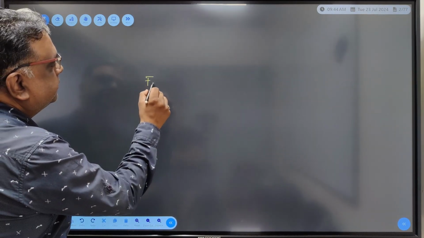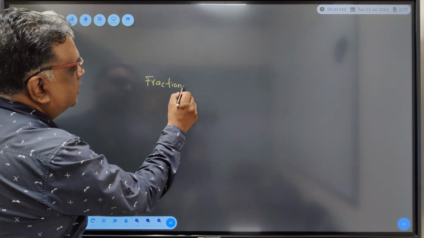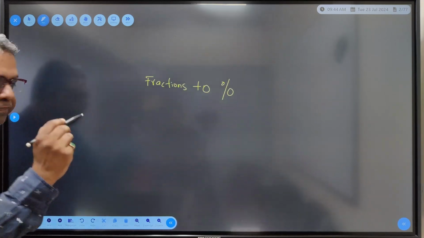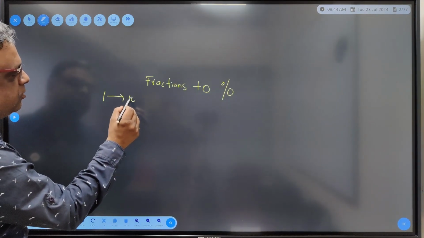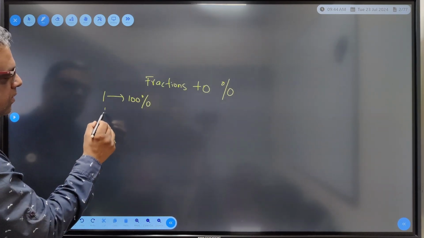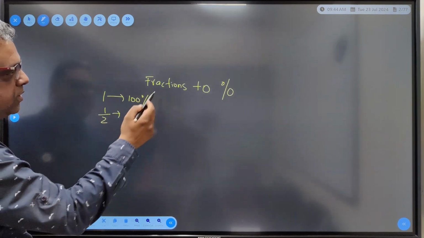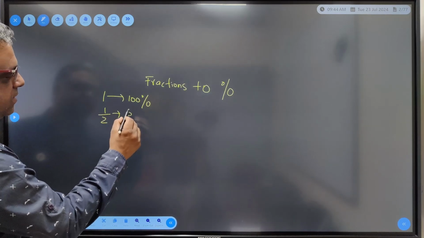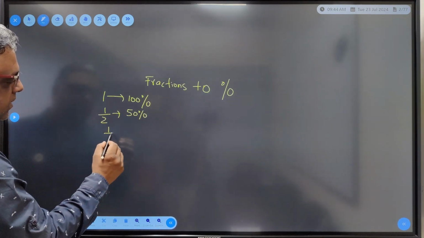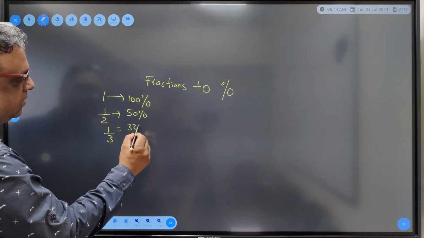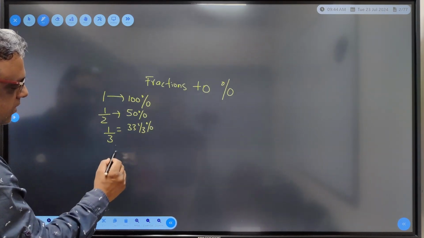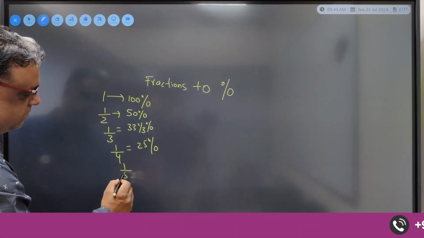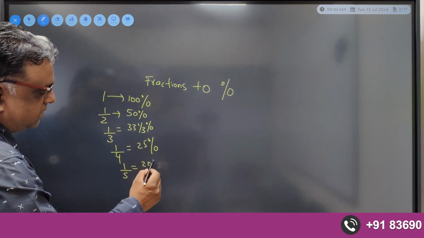Fractions to percentage conversion. So let us begin with 1. So 1 obviously corresponds to full part, which is 100%. 1 by 2. When you convert fractions to percentages, all you have to do is just multiply by 100. So 1 by 2 will be 50%. 1 by 3 will be 33 1 by 3%. 1 by 4 into 100 is 25%. 1 by 5 into 100 is 20%.